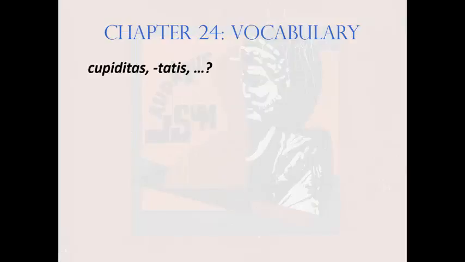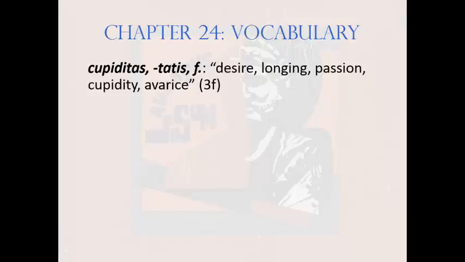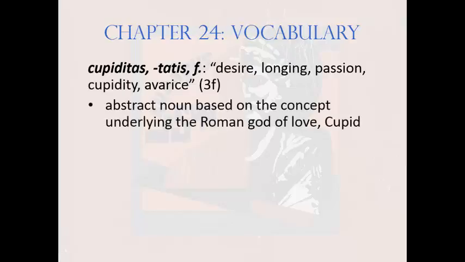The next word is cupiditas, cupiditatis. What gender does this word have to be in Latin? Feminine, of course, as are all third declension abstract nouns that end tas tatis. Cupiditas is the noun representing the abstract quality contained in the adjective cupidus, meaning eager for, greedy, desirous. So, cupiditas means desire, longing, passion, cupidity, or avarice. Compare the god Cupid, the personification of such feelings.